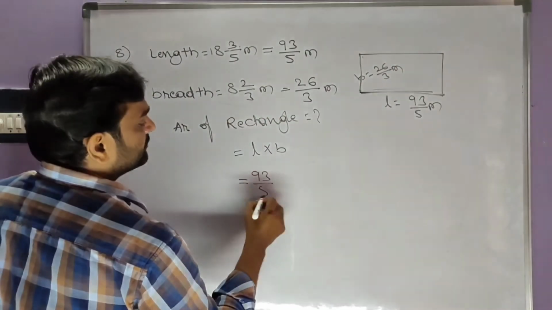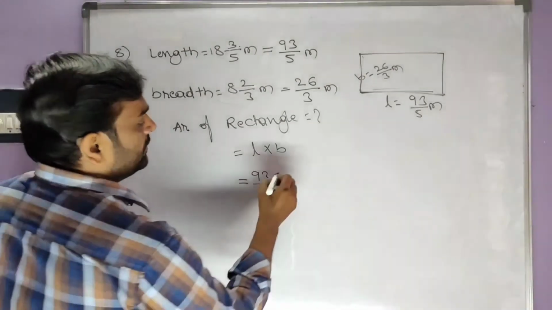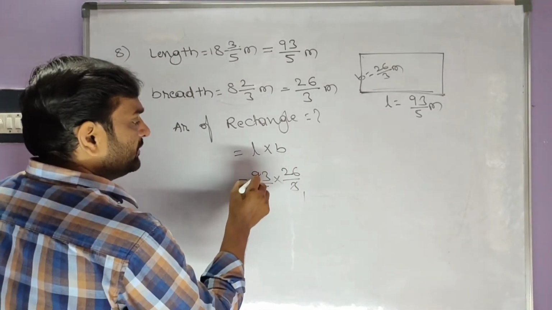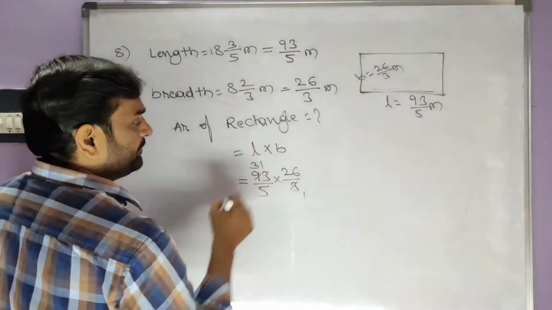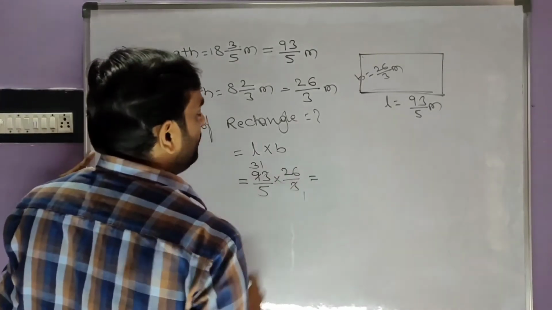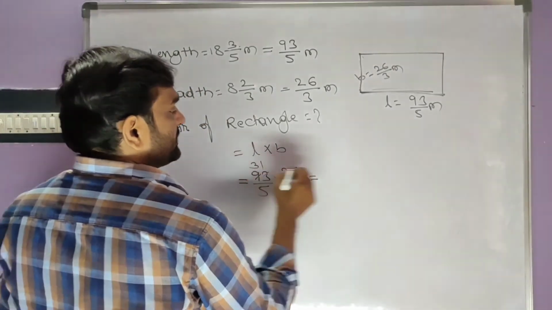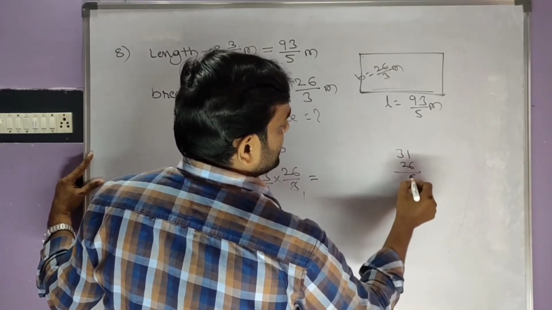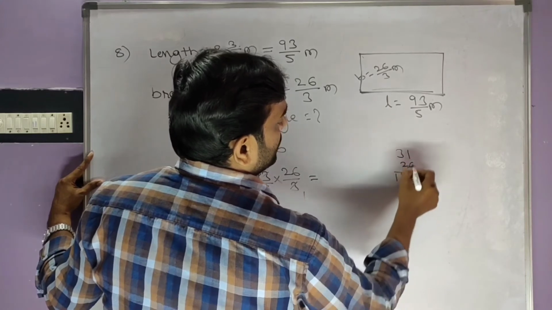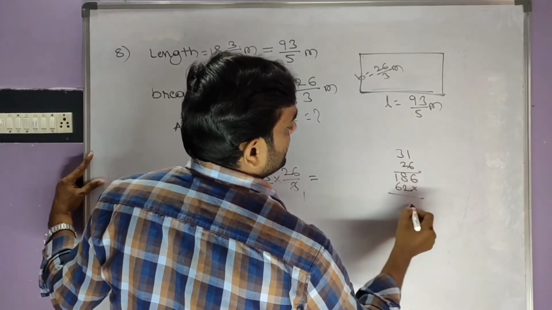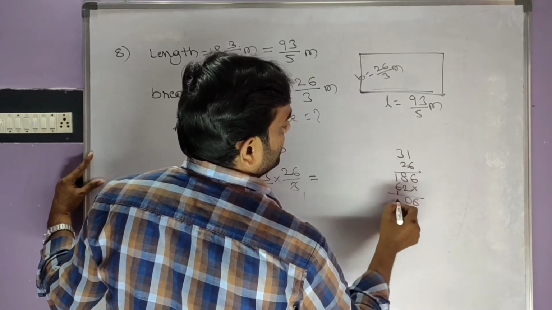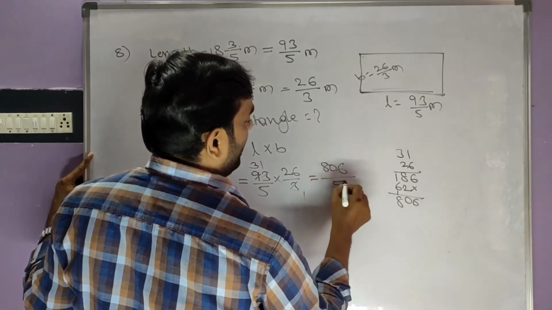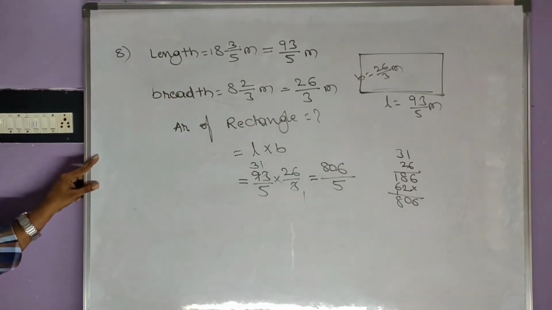93 by 5 into 26 by 3. 3 ones are 3, 3 threes are 9, 3 ones. Okay. Now we got 26 ones are 26. If not, do like this. 31 26. 6 ones are 6. 6 threes are 18. 2 ones are 2. 2 threes are 6. 6 8 to 10. 8. 806 by 5.